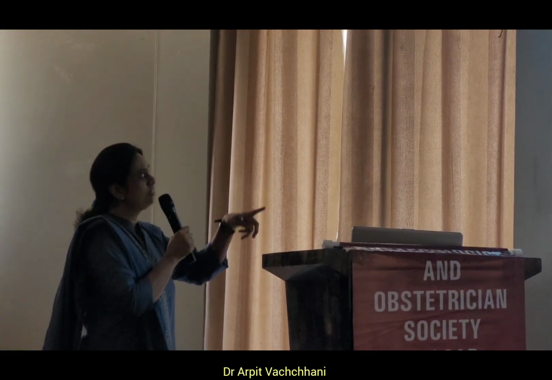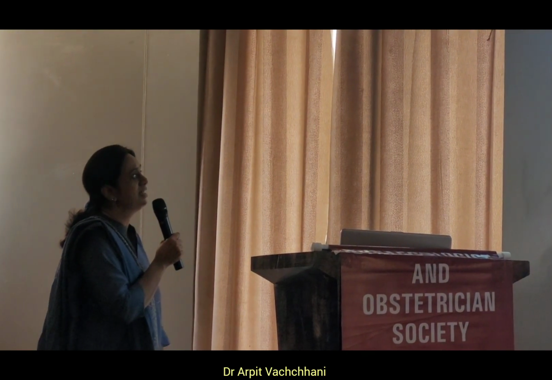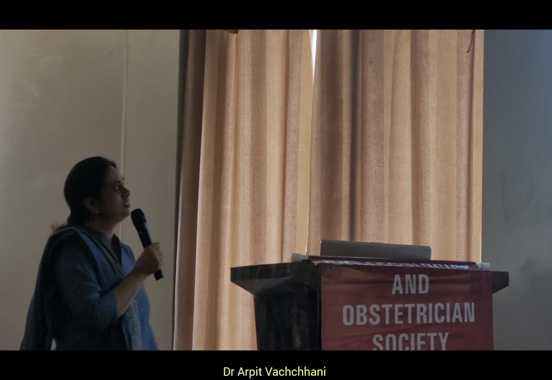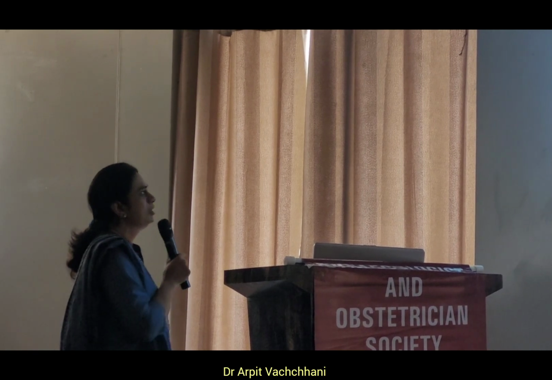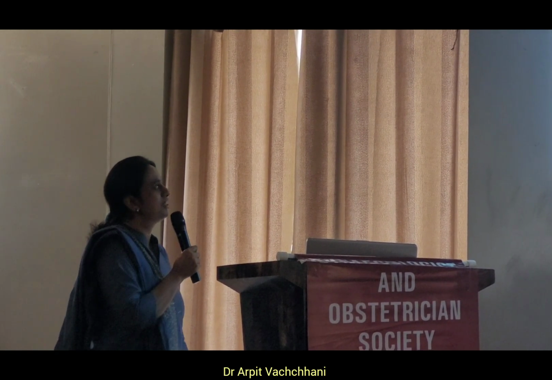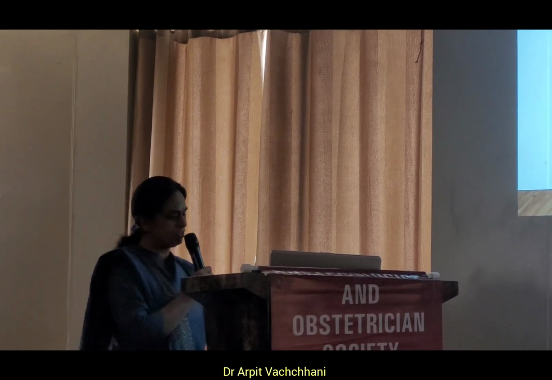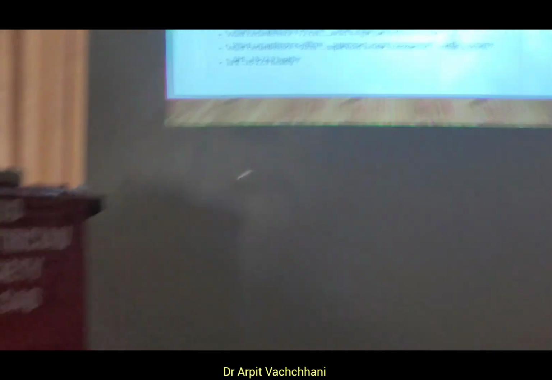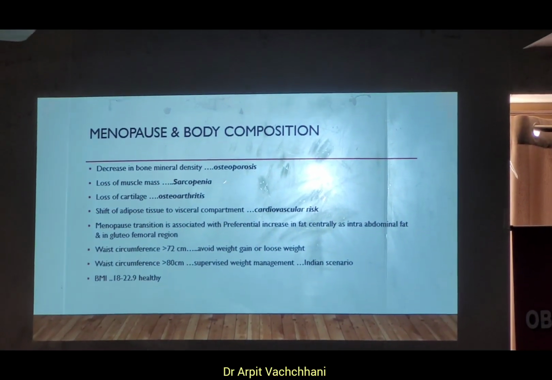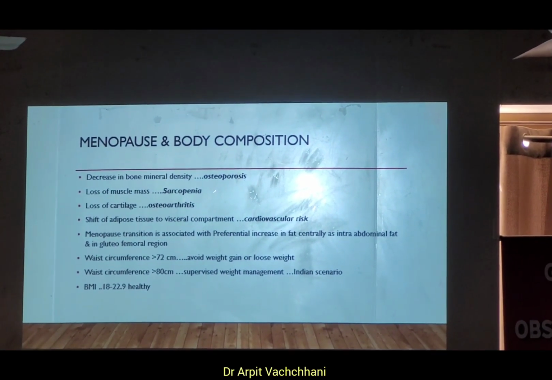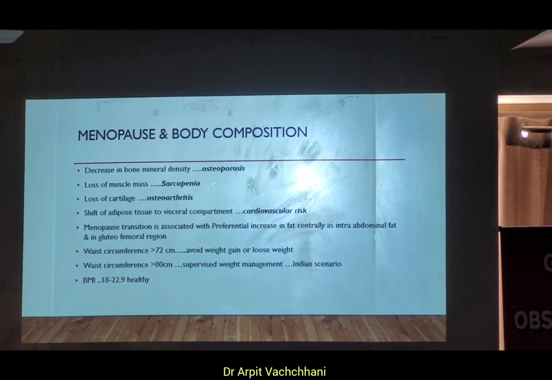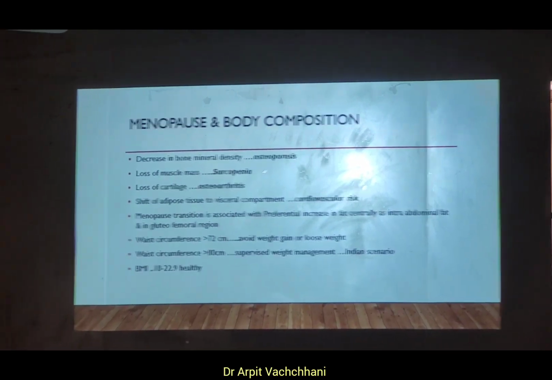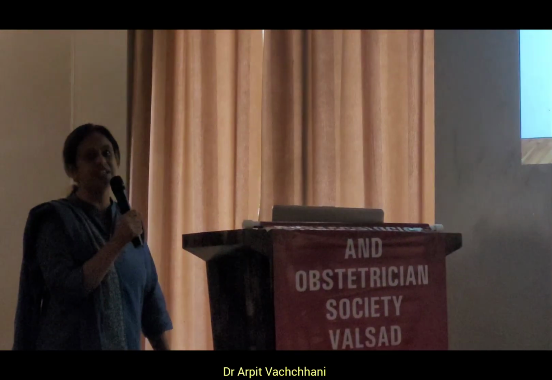An increase in total cholesterol and LDL occurs within 1 year of the final menstrual period. So estrogen protects cardiovascular health by improving carbohydrate and lipid metabolism, regulating coagulation and fibrinolysis, and through its effect on vascular smooth muscles. Some changes in body composition which you may see: a decrease in bone mineral density, that is osteoporosis, loss of muscle mass, that is sarcopenia, loss of cartilage leading to osteoarthritis, and a shift of adipose tissue to the visceral compartment. This is the main thing which is harmful.